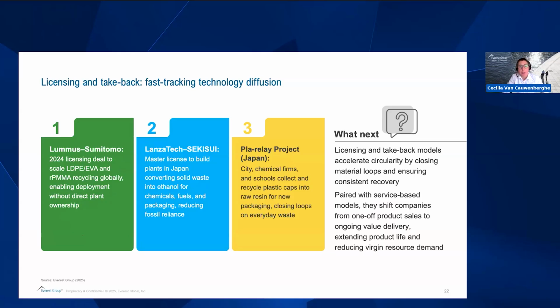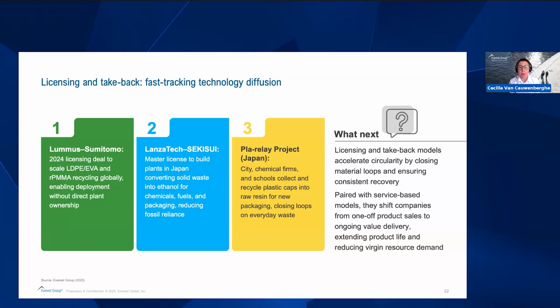So scaling circular technology globally requires more than capital, right? It requires replication at speed and consistency, without every company needing to own and operate identical assets. So this is why licensing and take-back models come in, transforming intellectual property and reverse logistics into accelerators for worldwide diffusion. The first example we will see, and I insist they are not the only ones, but they are quite good examples to illustrate the whole situation, is Lummus and Sumitomo. In that, we can say licensing as a multiplier.